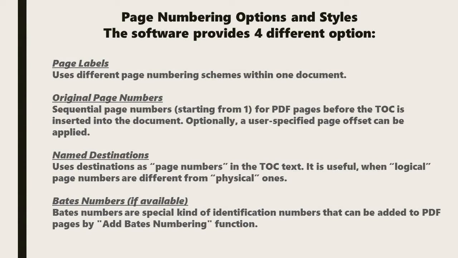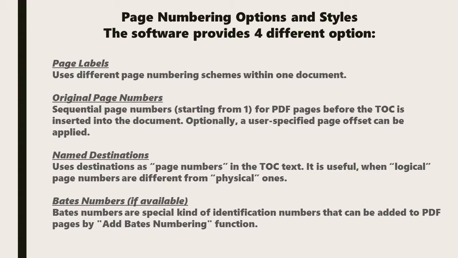For page numbering options and styles, the software provides 4 different options. Page Labels uses different page numbering schemes within one document. Original Page Numbers uses sequential page numbers starting from 1 for PDF pages before the Table of Contents is inserted into the document. Optionally, a user-specified page offset can be applied. Named Destinations uses destinations as page numbers in the Table of Contents text.